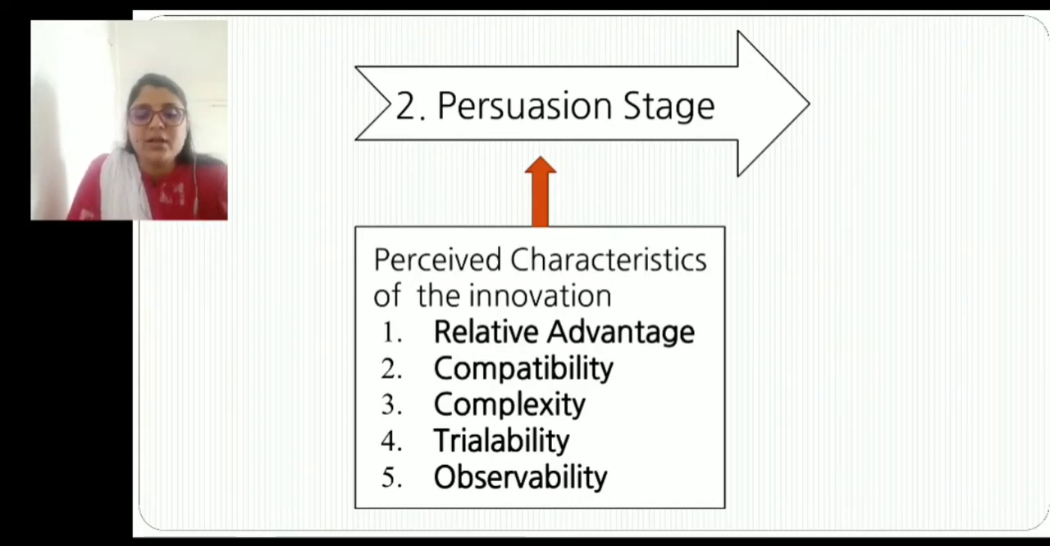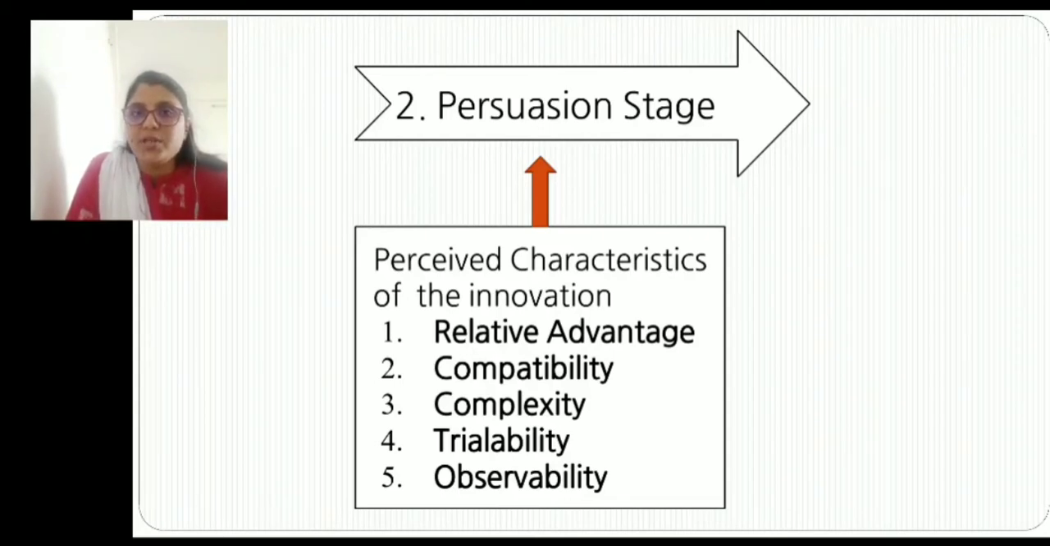Relative advantage means you should compare the traditional practices you already use at your farm with the innovation practices. If the innovation practices give more satisfactory results, you go with that and make a favorable attitude towards the innovative practices. Compatibility: the innovation practices should be compatible with your situation. You should check whether it is suitable with your cultural things or situational conditions.